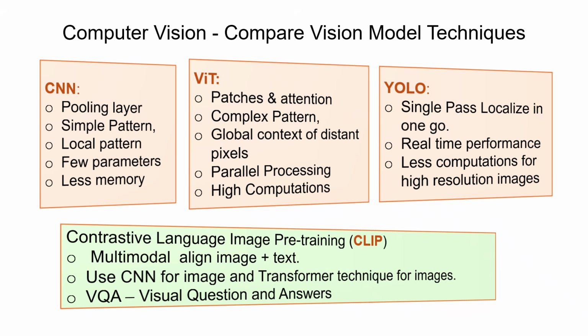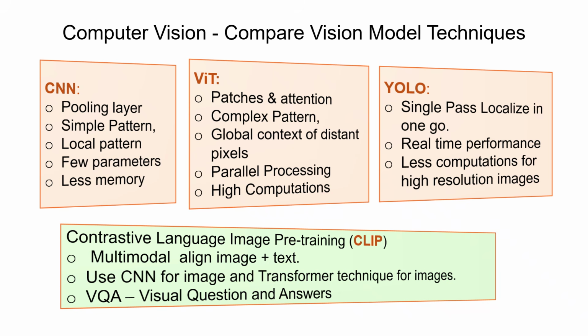Contrastive Language Image Pretraining, CLIP, integrates language and vision for unlocking multimodal capabilities. Multimodal aligns image and text. Use CNN for images and transformer techniques for text. VQA, Visual Question and Answer. What is this VQA system? This system takes image and text as input and provides answers.